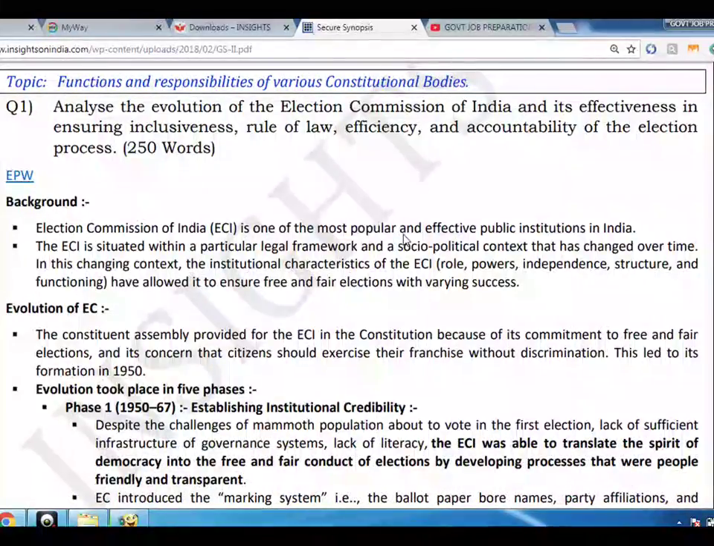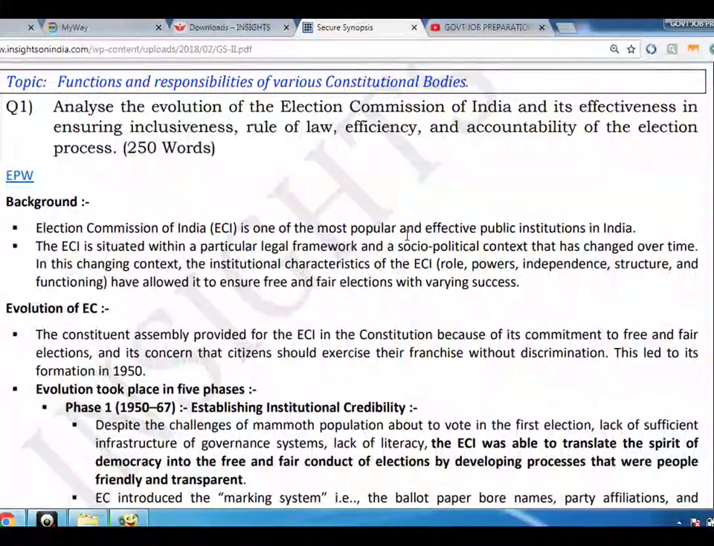Topic: Functions and responsibilities of various constitutional bodies. Q1. Analyze the evolution of the Election Commission of India and its effectiveness in ensuring inclusiveness, rule of law, efficiency, and accountability of the election process. 250 words. Background: The Election Commission of India (ECI) is one of the most popular and effective public institutions in India. The ECI is situated within a particular legal framework and a socio-political context that has changed over time. In this changing context, the institutional characteristics of the ECI, its role, powers, independence, structure, and functioning, have allowed it to ensure free and fair elections with varying success.